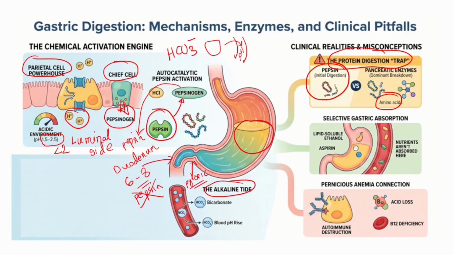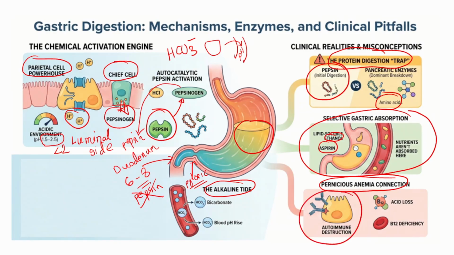Furthermore, we locate the pathways of selective gastric absorption that is seen in this segment. While general nutrients are not absorbed here, the low pH keeps specific lipid-soluble compounds non-ionized, allowing for the direct absorption of lipid-soluble ethanol and aspirin. Finally, we establish the pernicious anemia connection, where autoimmune destruction of parietal cells leads to severe acid loss and a lack of intrinsic factor, causing a downstream vitamin B12 deficiency.